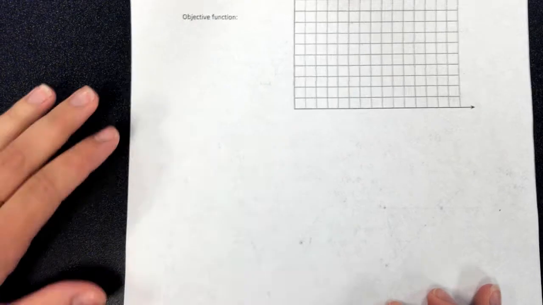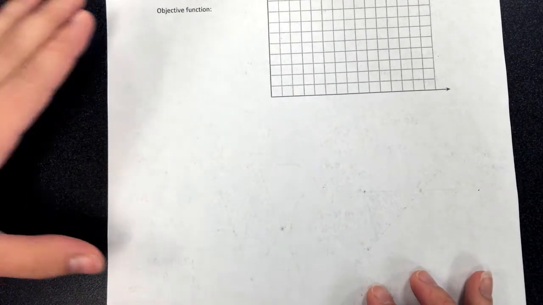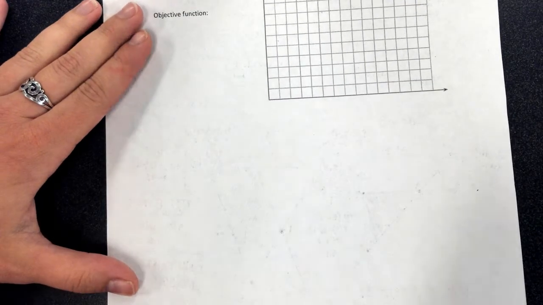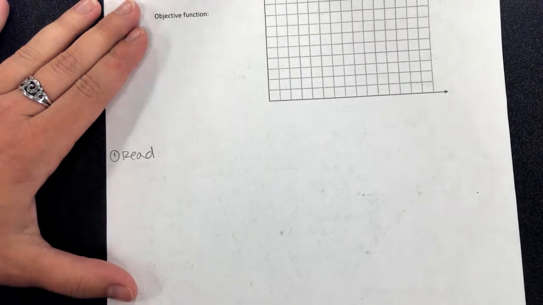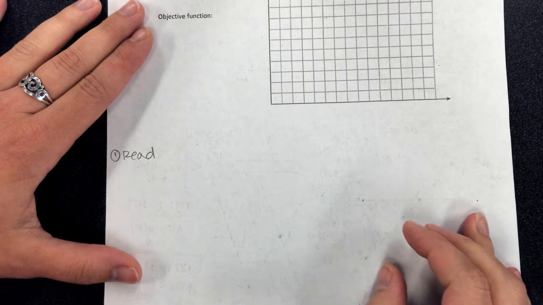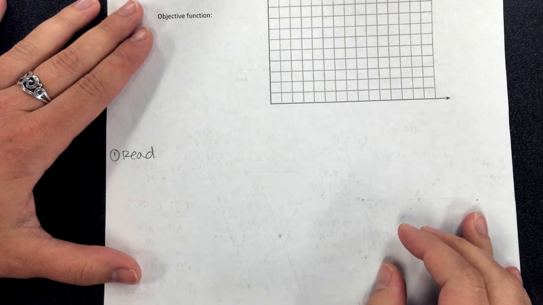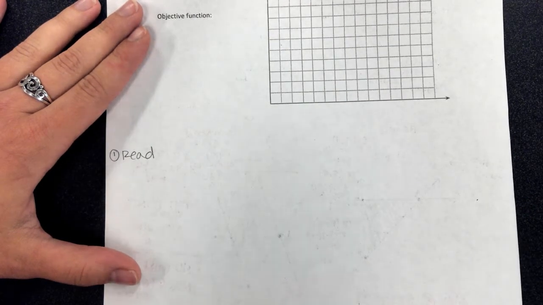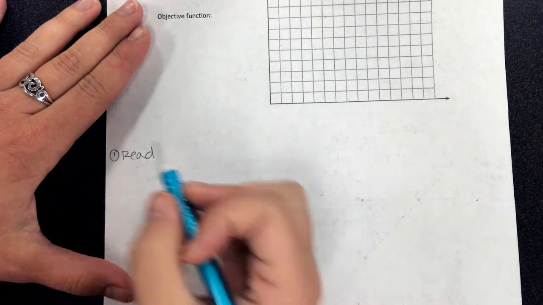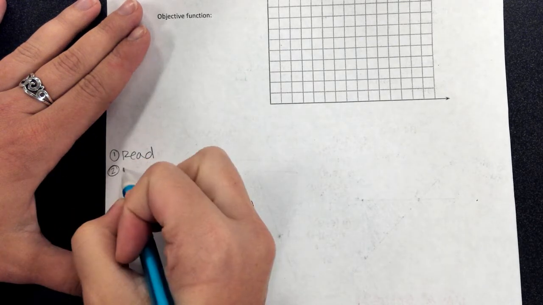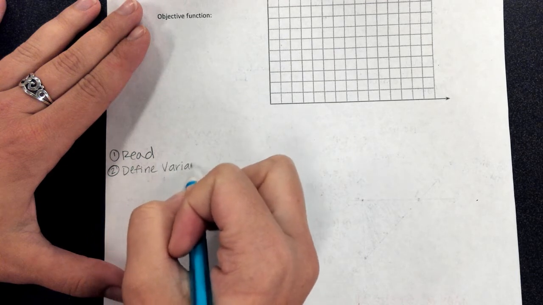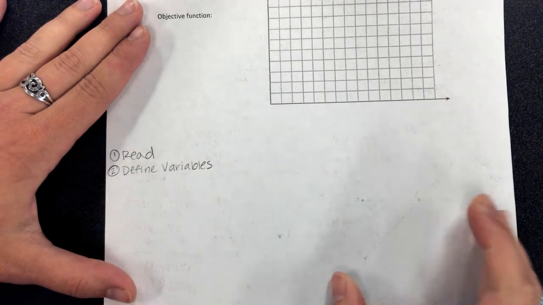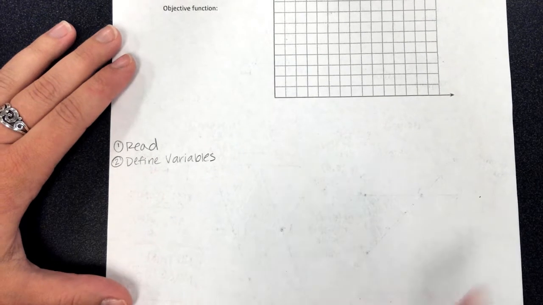Okay? So anytime you get a linear programming problem, number one, you have to read it, of course. And by read, I don't mean skim through it. Slow it down, read. Understand what it says. Number two, you must define your variables. You have to tell me what x equals and tell me what y equals.